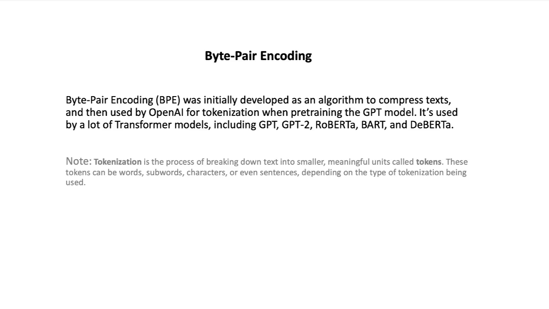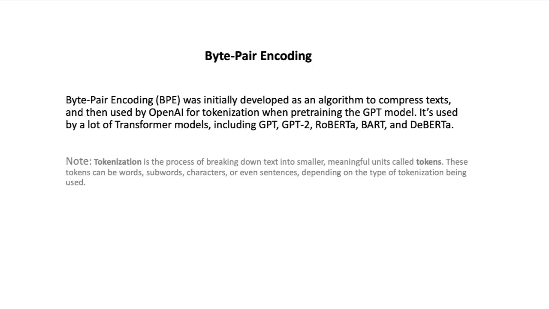Hi everyone! Today we're going to explore how machines actually read and understand text, and it all starts with something called tokenization. Two of the most popular tokenization models are Byte-Pair Encoding, or BPE, and WordPiece. Let's start with Byte-Pair Encoding.